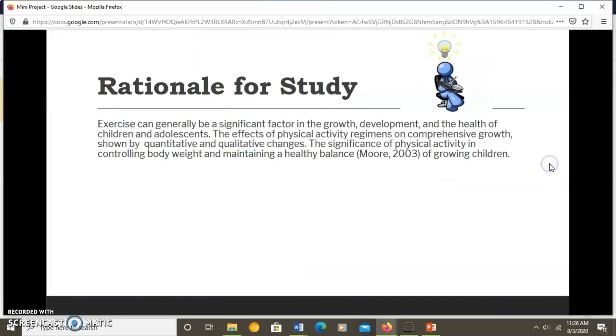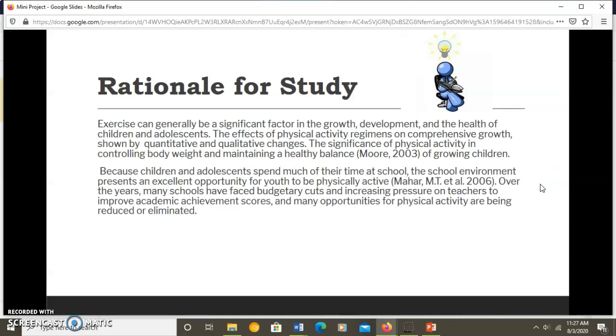Our rationale for this study: exercise can generally be a significant factor in the growth, development, and the health of children and adolescents. The effects of physical activity regimens on comprehensive growth shown by quantitative and qualitative changes. The significance of physical activity in controlling body weight and maintaining a healthy balance for growing children is essential. Because children and adolescents spend much of their time at school, the school environment could present an excellent opportunity for youth to be physically active.